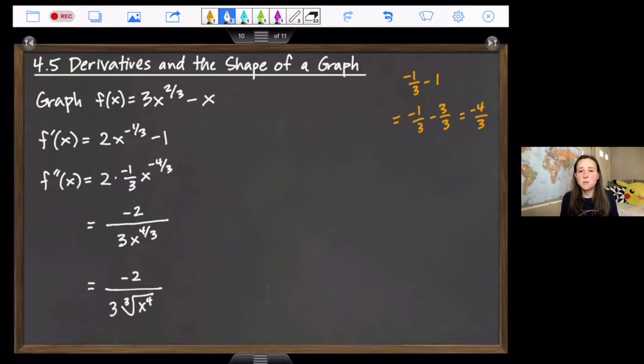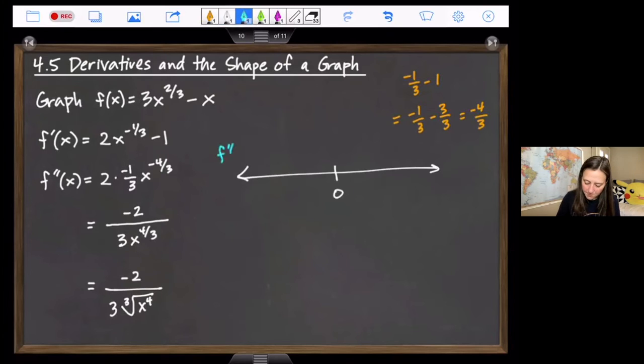This one is never going to be equal to 0. It's a standalone fraction. Negative 2 is never going to equal 0, but it will be undefined when x is equal to 0. When we plug in x equals 0, we get division by 0. So only one possible inflection point. I'm going to put a 0 on here and test the second derivative.